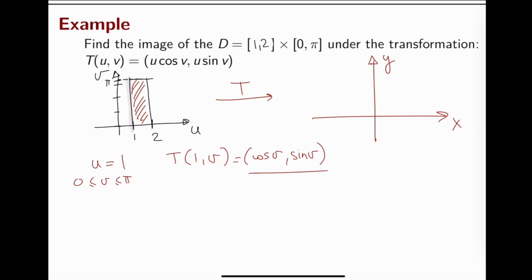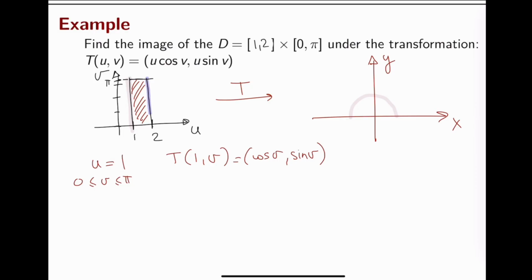So this is not a line anymore, right? Cosine v, sine v describes a circle, right? It's a circle of radius 1. So we draw this circle here. That will be a circle of radius 1. But considering that v varies between 0 and pi, it's not going to be the whole circle, but only the circle from 0 to pi. So this line here got transformed into this curve here. So that's the first of the transformations that we have.